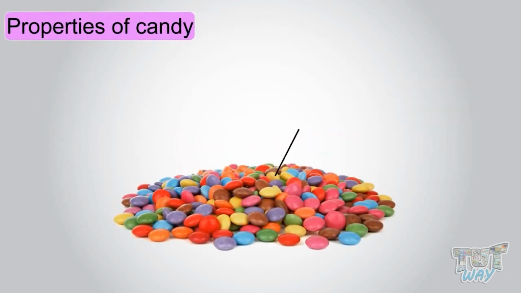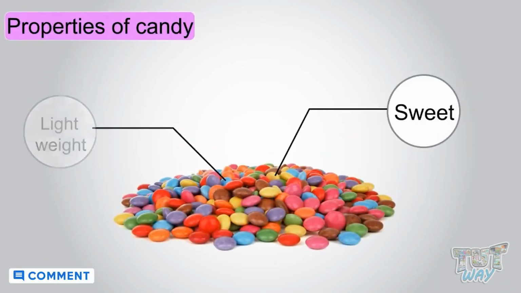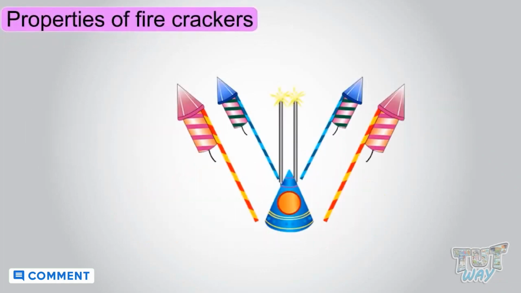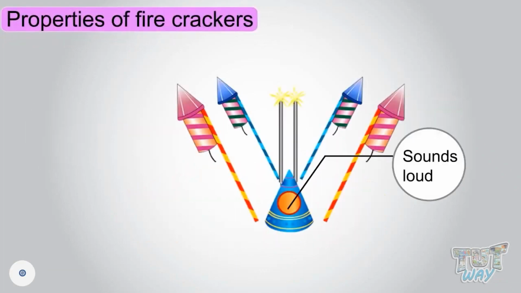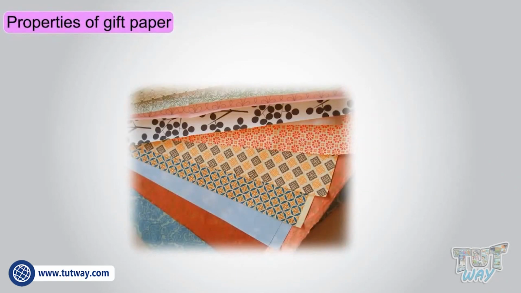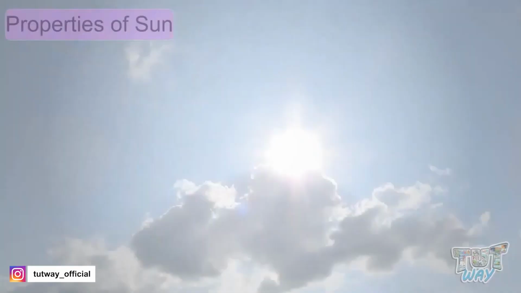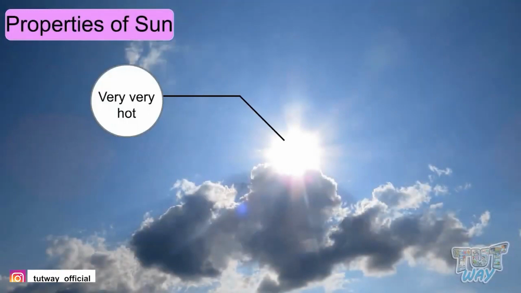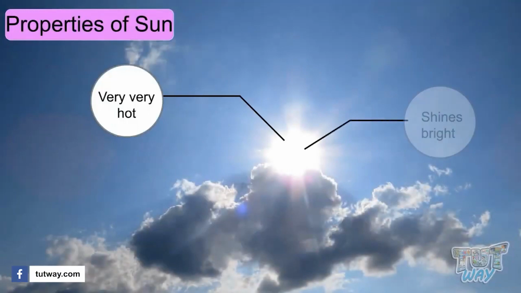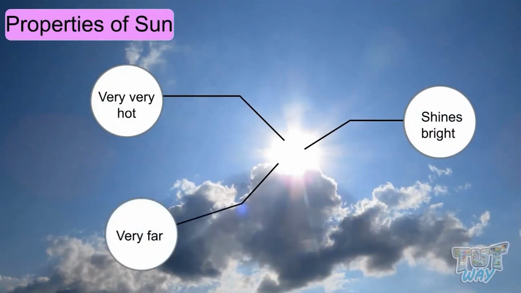Candy, sweet and lightweight. Cracker sounds loud. Gift paper, silky, colorful, lightweight. Sun, very, very hot, shines bright, very far. So we learned examples of some objects and their properties.